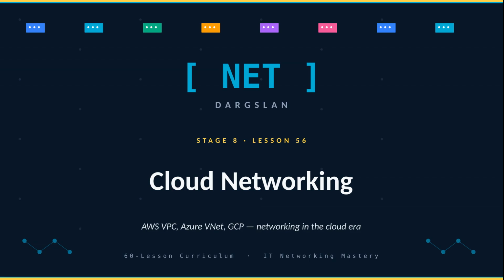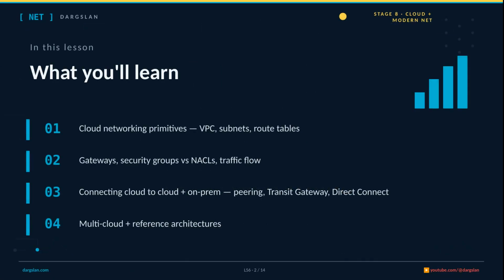In Lesson 56, Stage 8, we're diving into cloud networking across the big three: AWS, Azure, and GCP. The fundamentals you already know, subnets, routing, firewalls, they all still apply. What changes is how you build them, and that's exactly what we'll unpack together. Here's the path we'll take together.